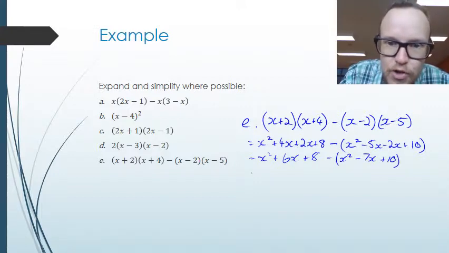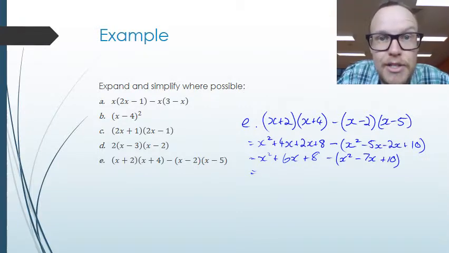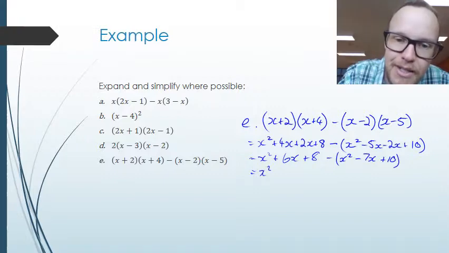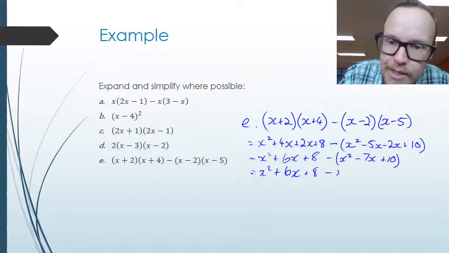Now if I'm subtracting away this second expression, that means I'm subtracting away everything inside those brackets. I'm subtracting away the x squared, I'm subtracting away the negative 7x, I'm subtracting away the 10. So that means this is going to be the same as 6x plus 8 minus x squared plus 7x, because I'm subtracting negative x, and taking away 10.